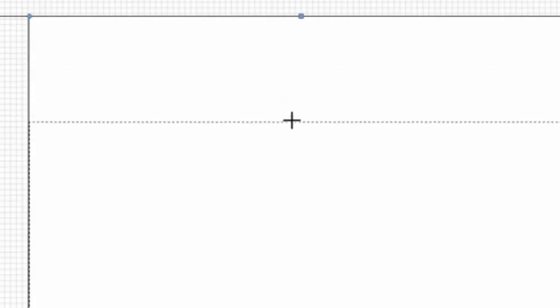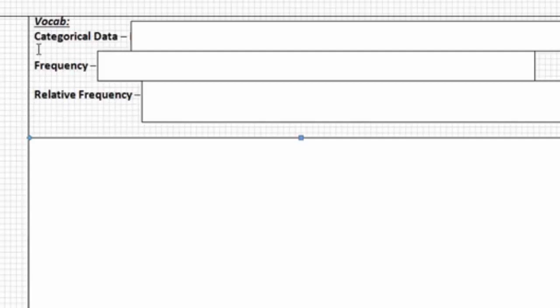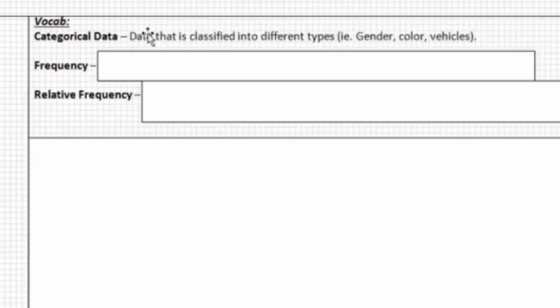First, we need to start off with a little bit of vocabulary. We have three vocab words here: categorical data, frequency, and relative frequency. So let's start with categorical data. Categorical data is data that is classified into different types: gender, color, vehicles. So that when you ask a question, the person answering is giving you a response that fits into a category, and it isn't necessarily something you're measuring. You might count it, but you're not measuring it. So it all goes into a different bucket or category.